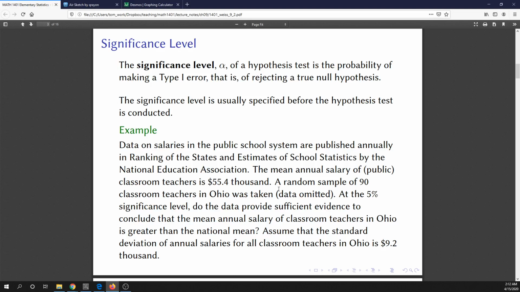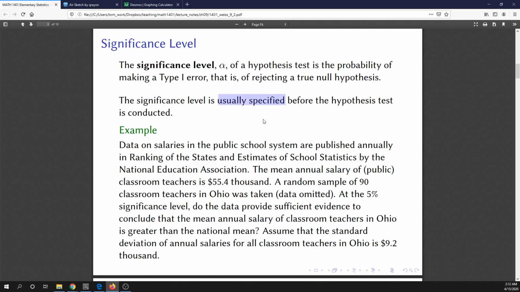Now, if you're doing your own research project in a class later on, when you are a junior or a senior, then you might have to decide, but 5% is a really common one, and you would have to just get with the professor that you're working with and decide what level you are going to agree with.